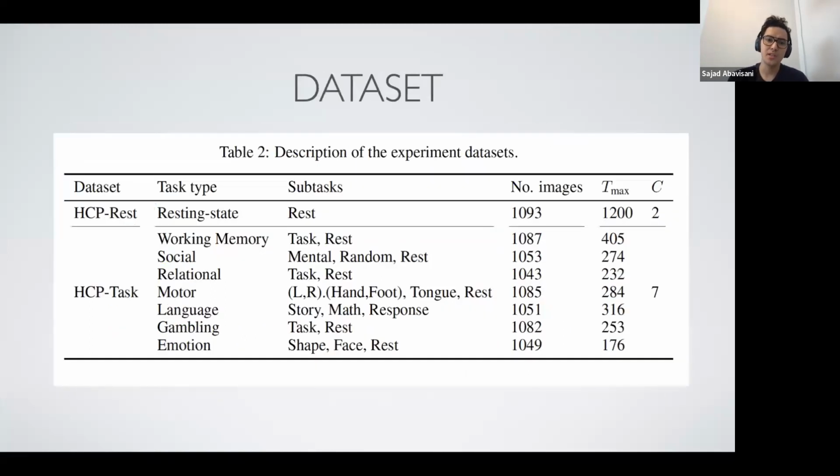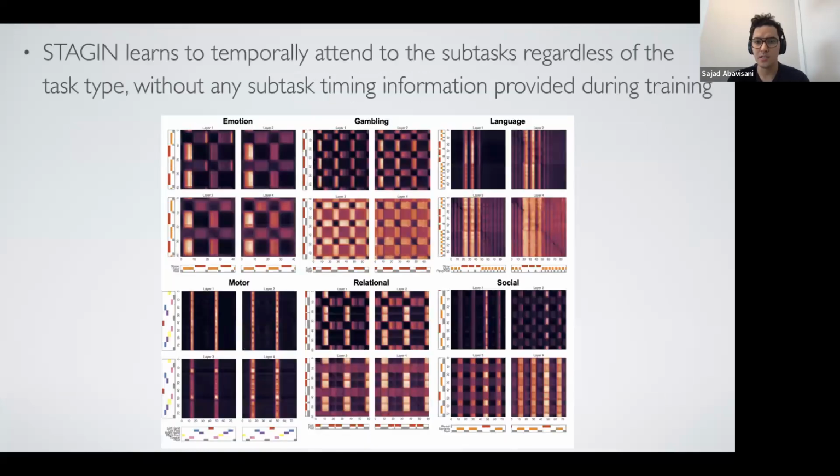And this was the data set that they had. They used that final HG dynamic to do either the resting state task, which was rest or not, or the HCP task, which has 7 different classes.